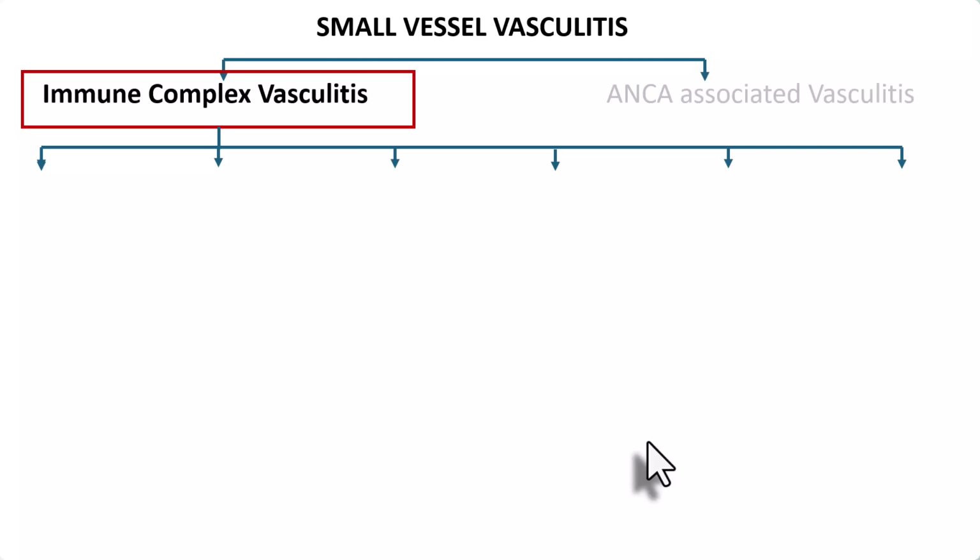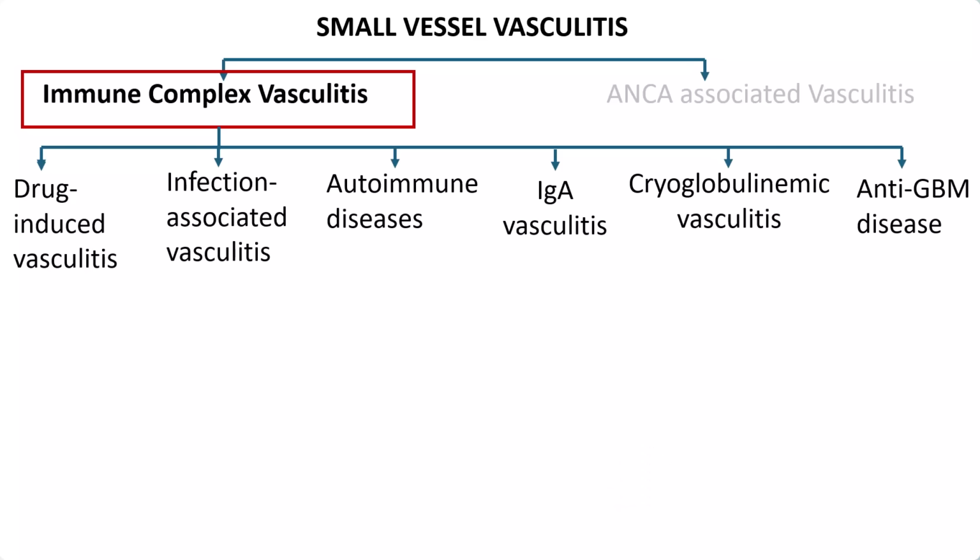Now let us see the different types of immune complex vasculitis. What are the different categories? One is drug-induced vasculitis. The second one is vasculitis associated with infection. Third one being autoimmune diseases where you have vasculitis. The fourth one is IgA vasculitis, cryoglobulinemic vasculitis, and finally we also have anti-GBM disease. All these are examples of small vessel vasculitis, the underlying pathogenic mechanism being deposition of immune complexes. Right, so let us see these one by one.